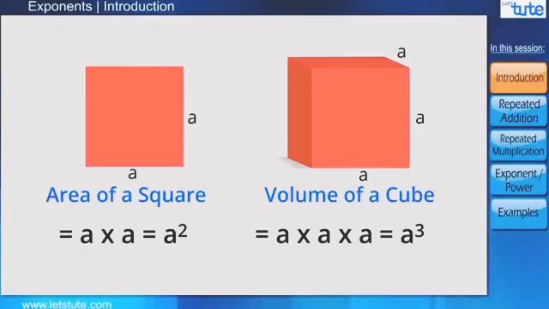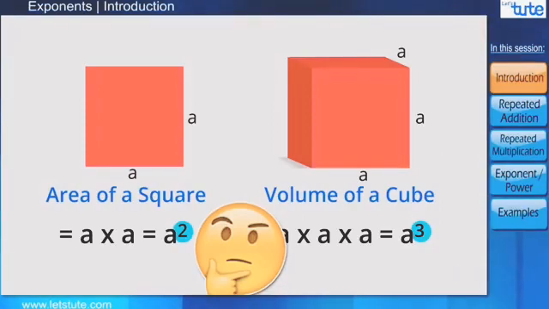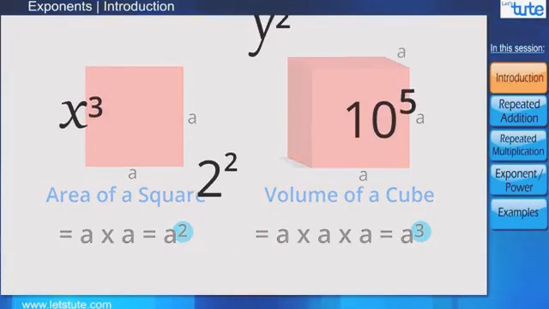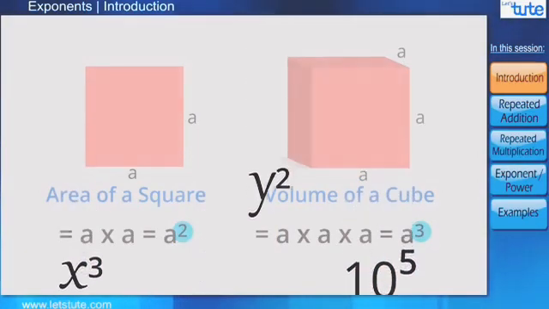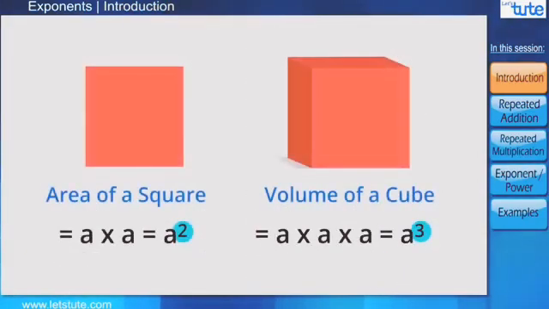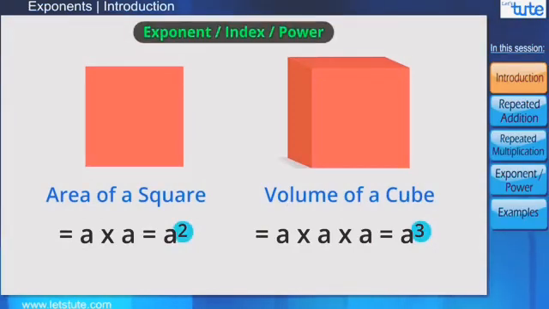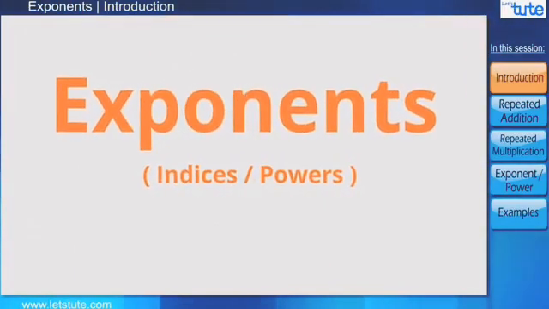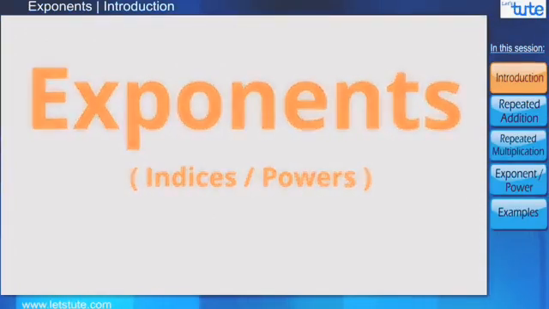Carefully, there is a number which is at the upper right corner of A. What does that mean? We often came across this kind of numbers, but have you ever thought what exactly it indicates? Well friends, these numbers are nothing but the exponents or index, or we can say power. So friends, today in this session we are going to explore more about the exponents.